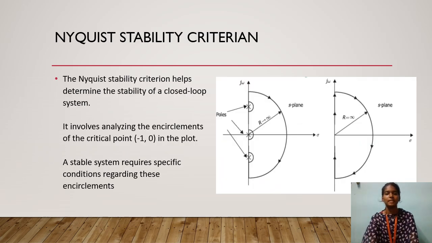Nyquist stability criterion. The Nyquist stability criterion helps determine the stability of a closed-loop system. It involves analyzing the encirclements of the critical point (-1, 0) in the plot. A stable system requires specific conditions regarding these encirclements.